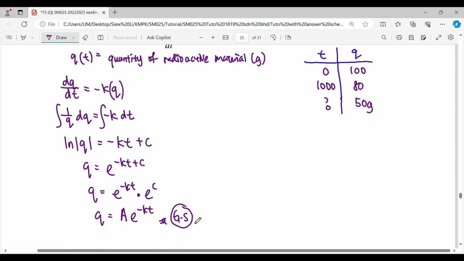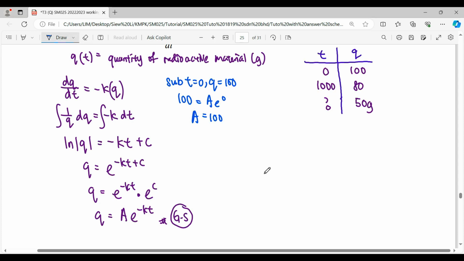Based on the general solution we have, we substitute the initial value, t equals 0, Q equals 100, to find our particular solution. When e to the power of 0, it will be 1. So A will be 100.